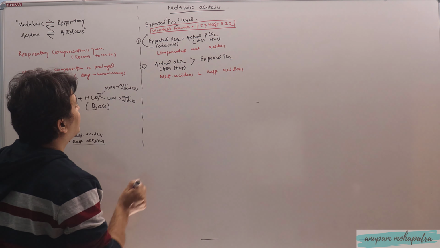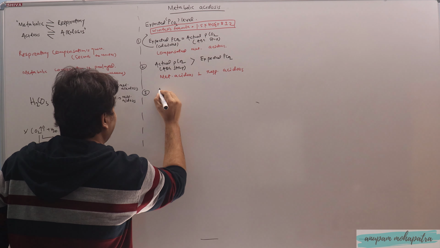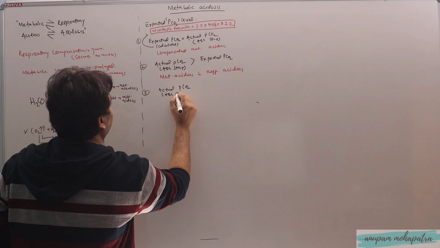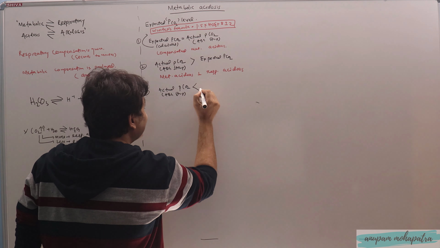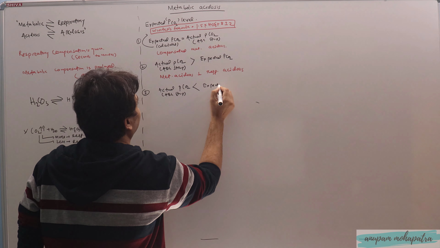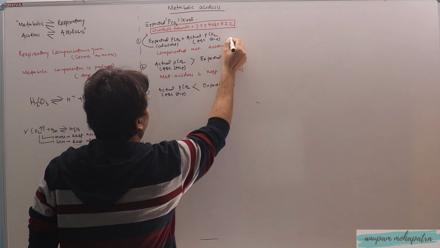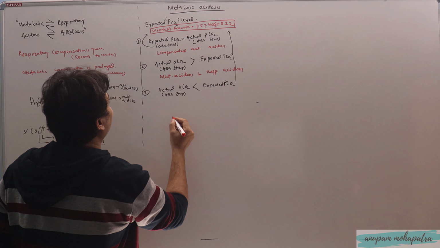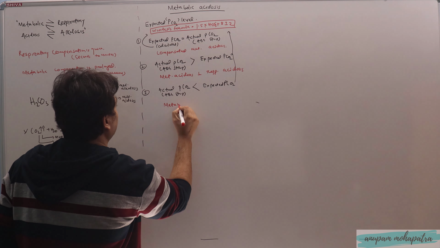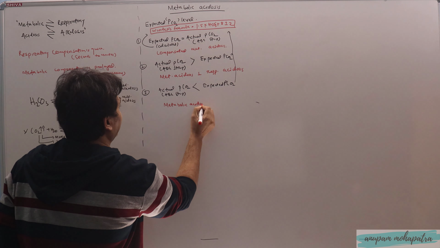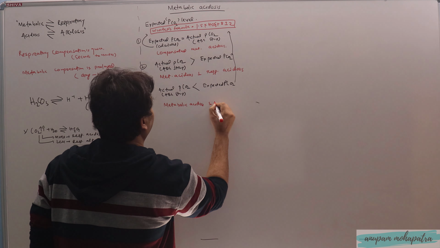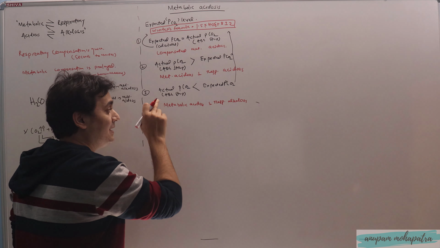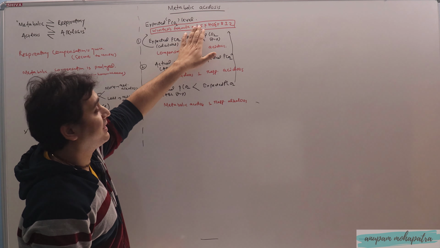So there can be a third scenario where you will find the actual PCO2, again it is in your ABG strip, will be less than the expected PCO2, that is calculated from this formula. It will mean we have an additional respiratory alkalosis. So this will be metabolic acidosis with respiratory alkalosis. PCO2 is actually less than what we have expected from this formula.